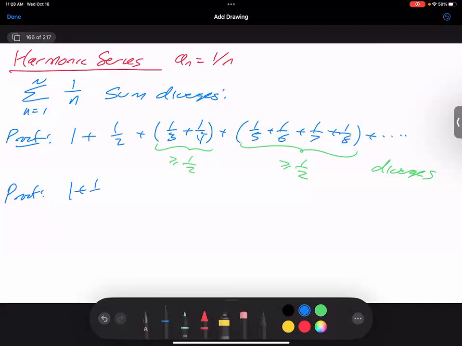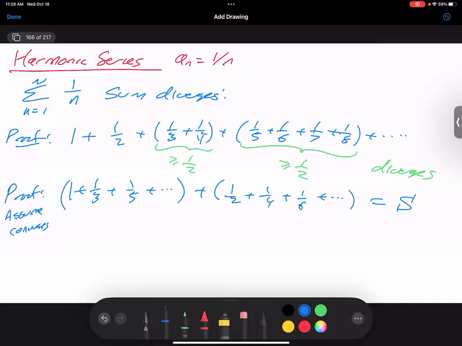We have 1 plus a third plus a fifth plus ... and 1/2 plus 1/4 plus 1/6 plus ... So assume it converges, and this is our sum S, right? What can you tell me about the sum of 1/2 plus 1/4 plus 1/6? That's half of S.